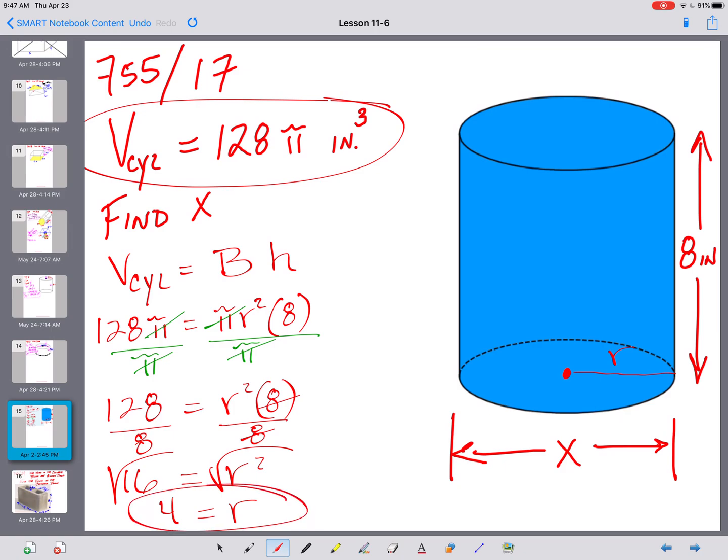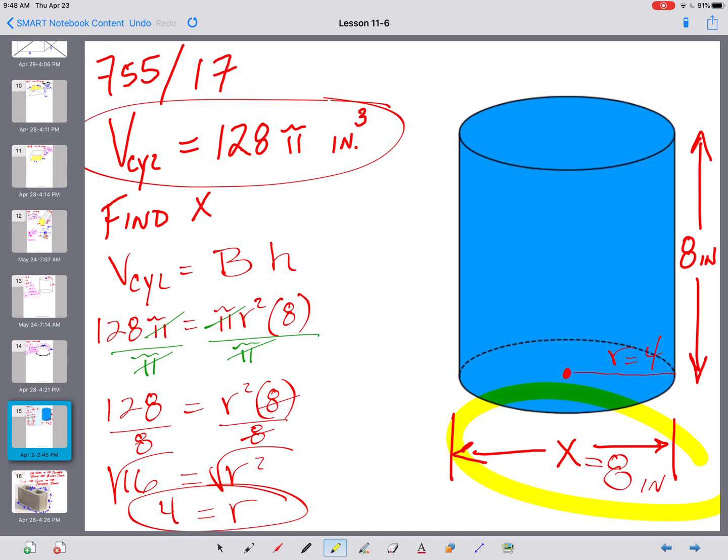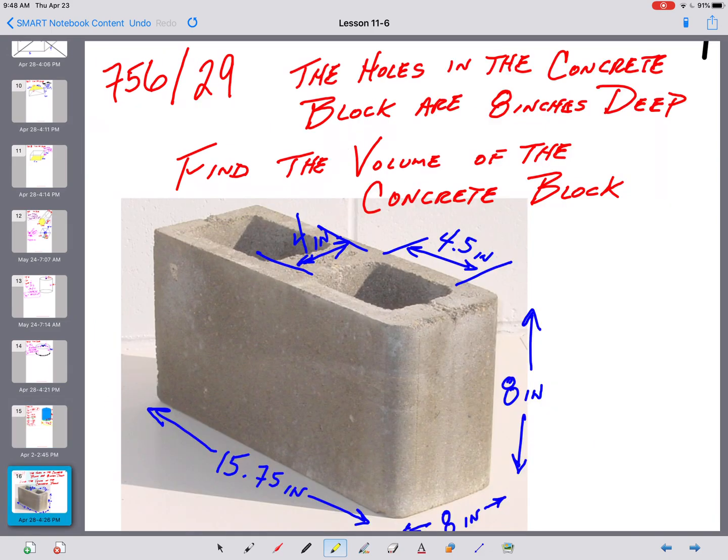Now, that's not our answer, though. Remember, they're looking for x. Well, if the radius is 4, the diameter is 8. There it is. 8 what? Yeah, inches. It's just a length. That's our answer on this one. Okay, last one. It says the holes in the concrete block are 8 inches deep.